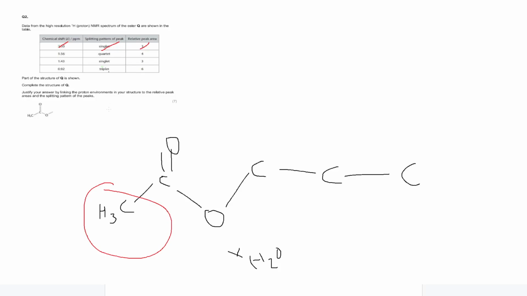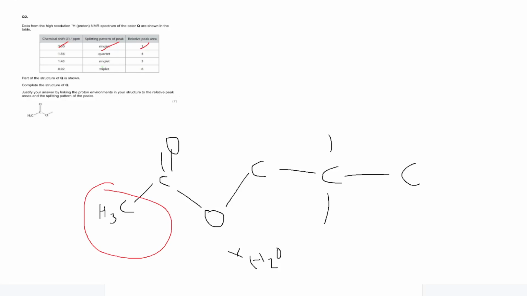So there's a triplet here. This is a relative peak area of 6. Because I was going to say if this, for example, was 2, that would make sense for the triplet, but then it would not make any sense for the chemical shift. So the next one that makes sense would be this, 1.43.